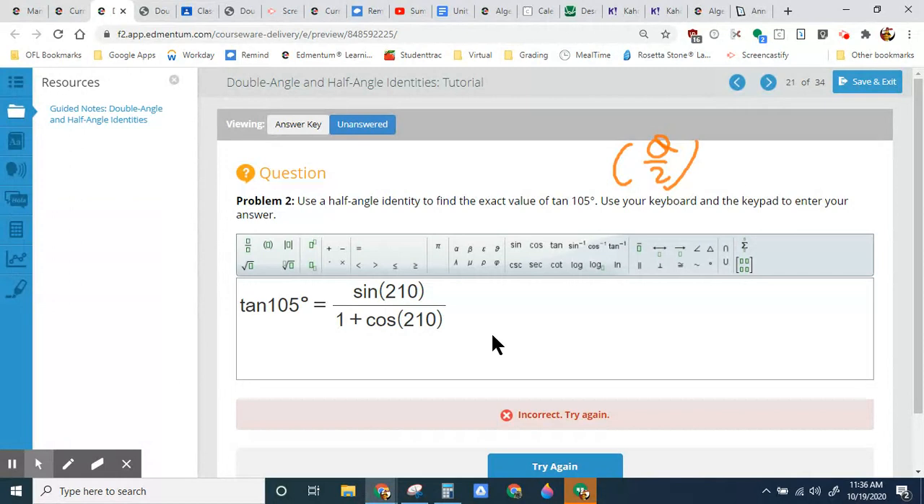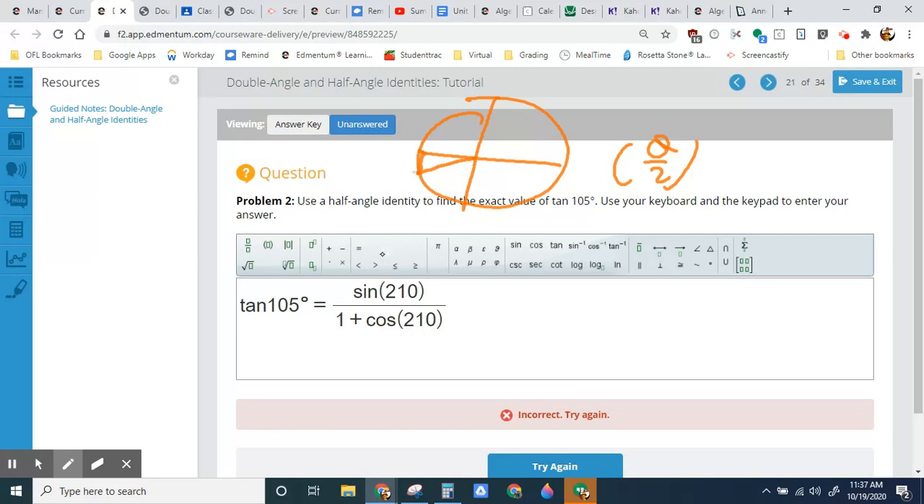Why, Edmentum? That's correct. You told me to use the half angle formula to find the exact value. Oh, to find the exact value. Oh my gosh. All right. So because Edmentum doesn't like you showing your work, which I think is dumb, let's figure this out. So sine of 210. So that's basically sine of 30 degrees, but in quadrant, what quadrant is this? Quadrant 3, which means we have a negative answer.